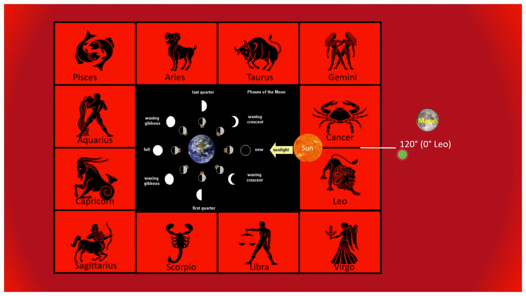Okay, so this is actually the 120 degree mark, or the 0 degrees, the start of Leo is the same. 120 degrees in terms of the entire zodiac. So from 0 degrees Aries, which is 30, 60, 90, 120. And then let's shift the moon here.